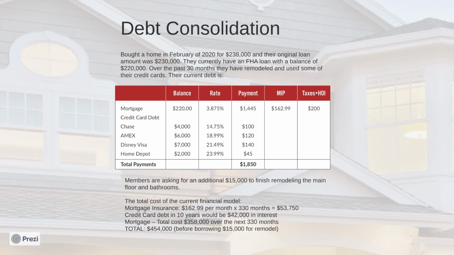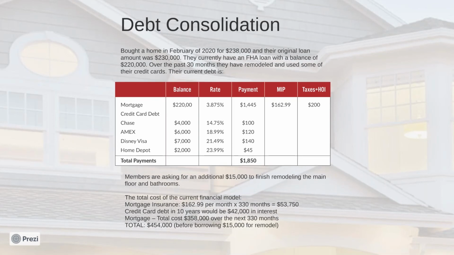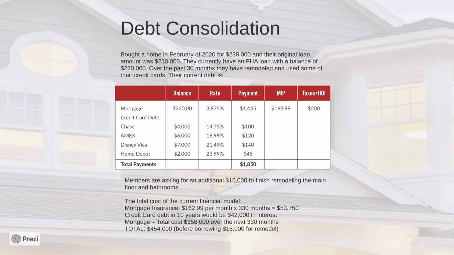The balance on it was $220,000. It looks like I made some changes to this, and it looks like I didn't change all the things that I had there. So over the past 3 months, the individual has remodeled and used some of their credit cards, and so this is the current debt that they have. If you go back right there, they have their mortgage. They've got a Chase card with $4,000 on it. You can see the coinciding rate and payment. They've got an Amex card, a Disney Visa card, and a Home Depot card. And so we look at the total payments that they have each month, which are $1,850.